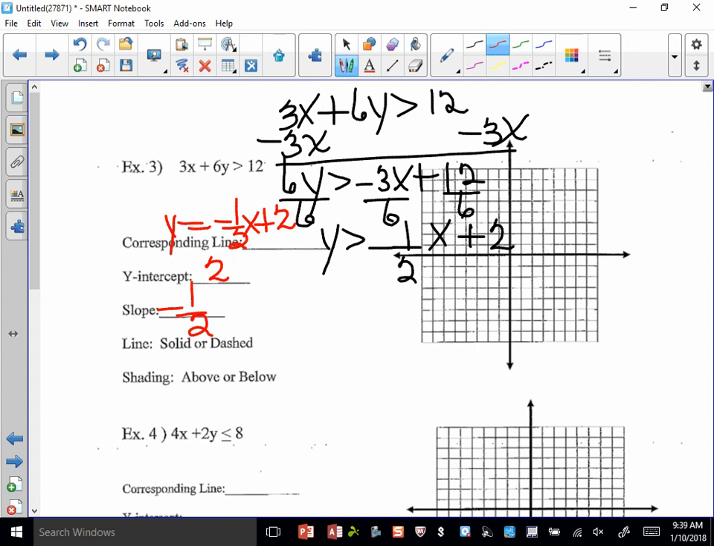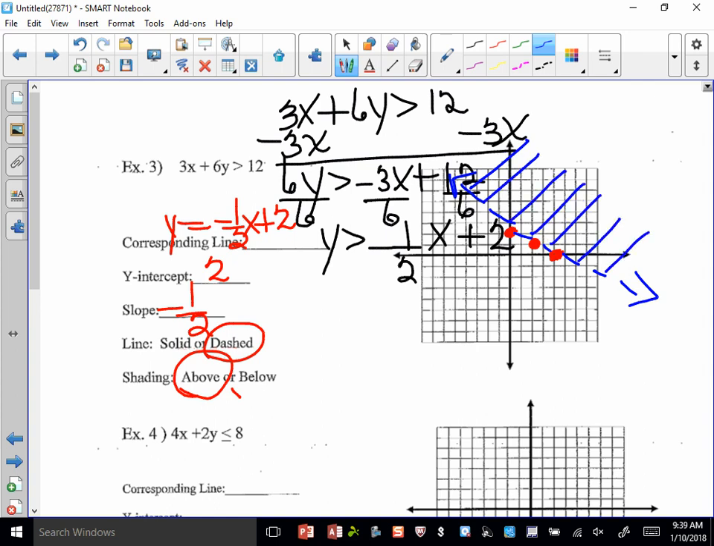And since this is greater than, well, first let's do the dashed or solid. This will be a dashed line since there's no equal sign under it. And it's greater than, so we're going to be shading above. So we'll start at the y-intercept at 2. And then our slope is negative 1/2, so I'm going to go down 1 over 2. Then we'll do, like I said, a dashed line. And this is shaded above.